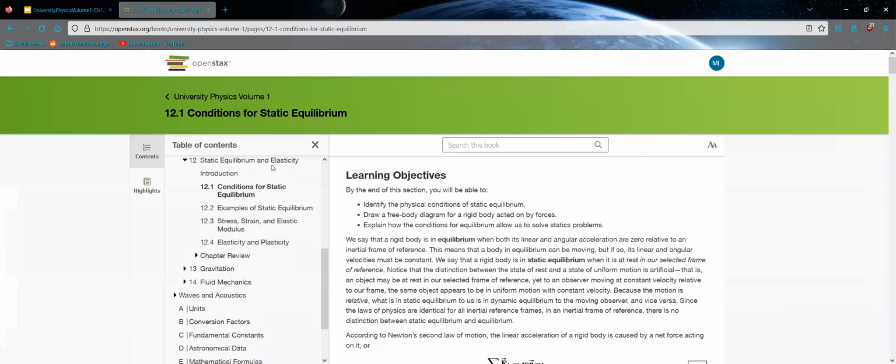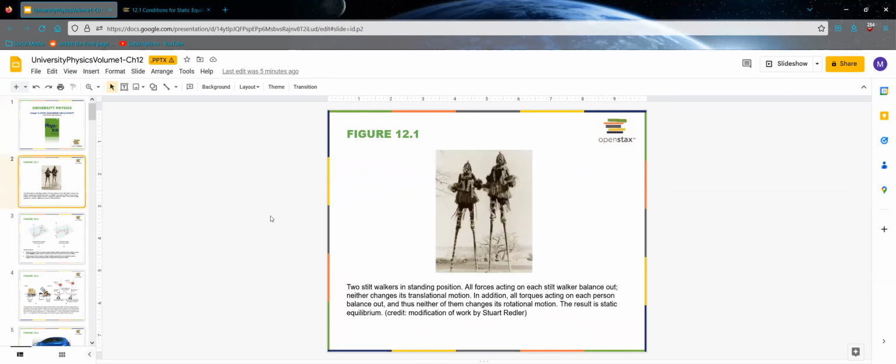I say that all the time. As we get deeper into the book, that becomes more and more true. So as always, I go through the OpenStax provided PowerPoint slides. I reference back to the book. And yeah, let's begin. So when talking about static equilibrium and elasticity, again, 2 separate sections.